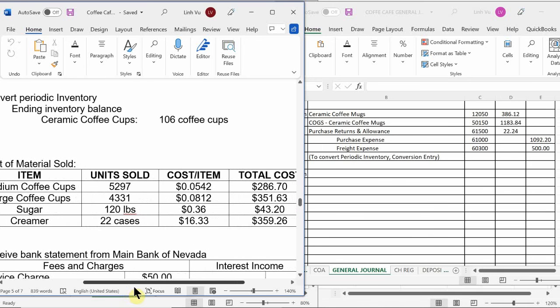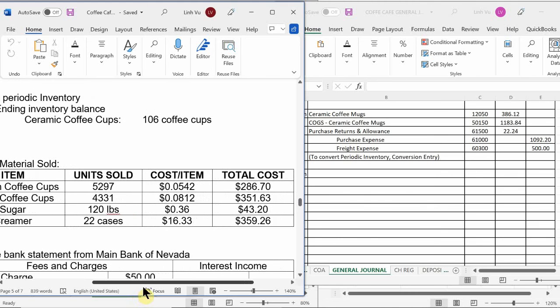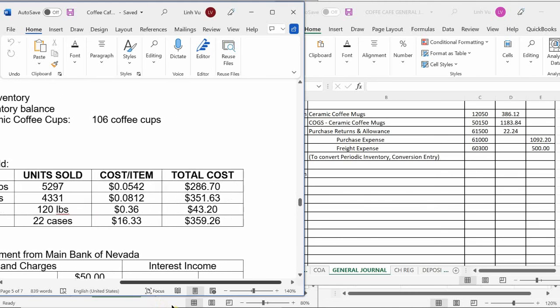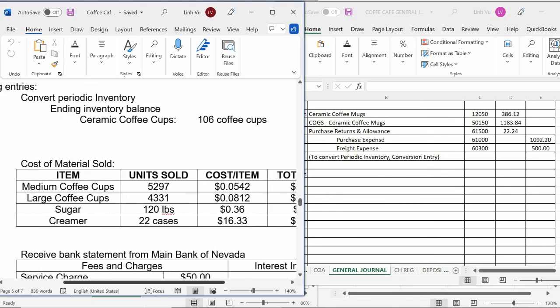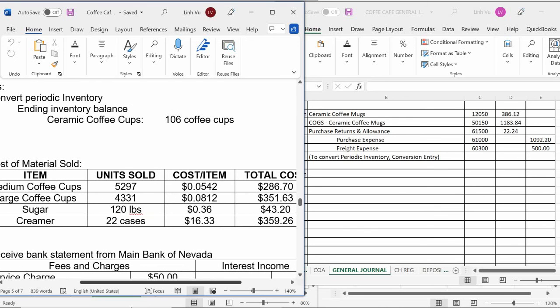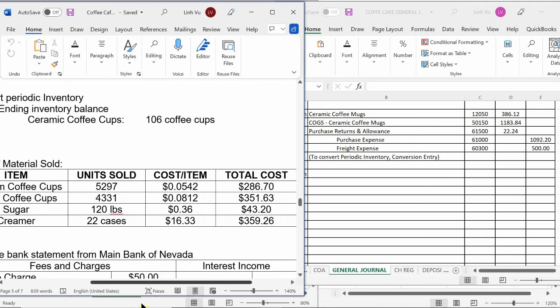Now, in this case, your job is not to calculate the cost of them or figure out the unit price. So I already did it for you. In this case, it cost me 5.42 cents per medium cup, 8.12 for each large cup, and sugar is 36 cents, and creamer is 16.33 per case. Okay, so there you go. You got your totals right here.